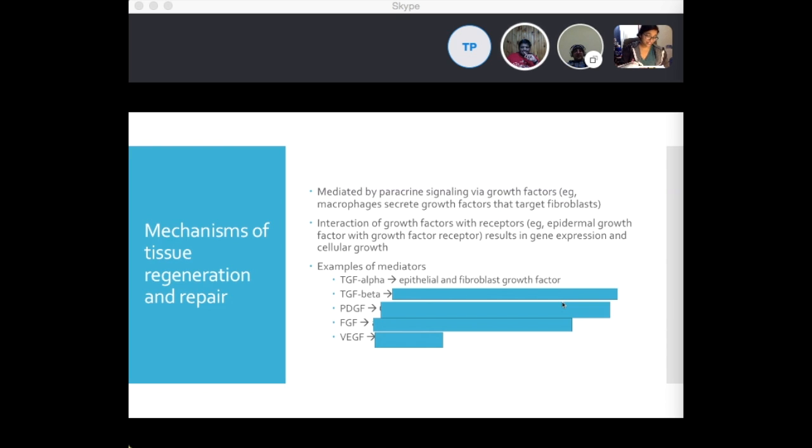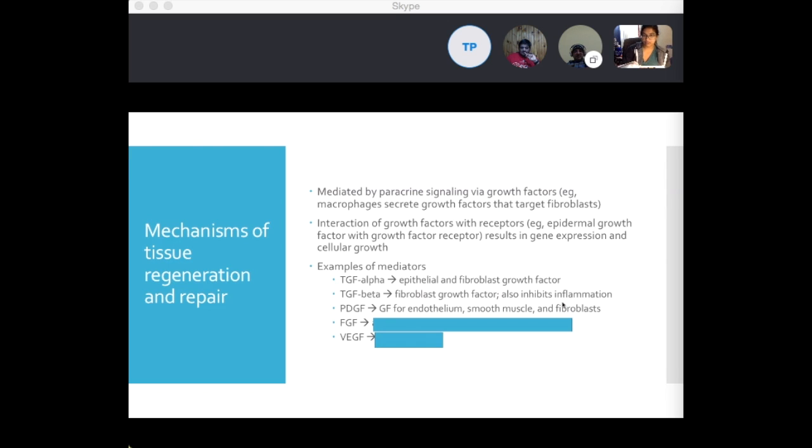Close. So it also does fibroblast growth factor and is also useful in inhibiting inflammation. Then we have PDGF. What is this a growth factor for? Platelet-derived growth factor. Smooth muscles? Yes. So it's a growth factor for endothelium, smooth muscles, and also fibroblasts, because we love fibroblasts apparently.